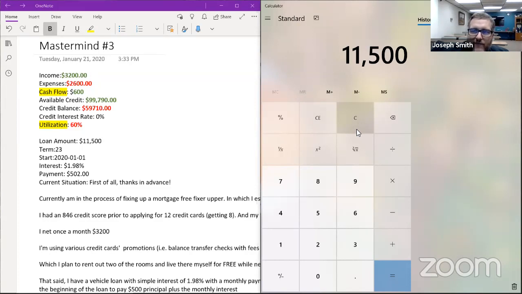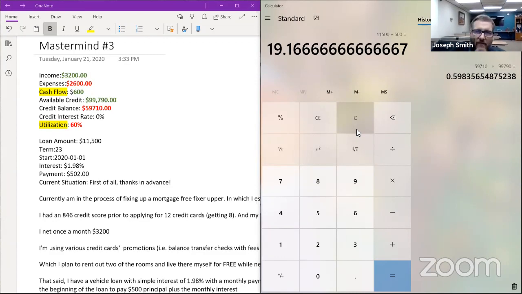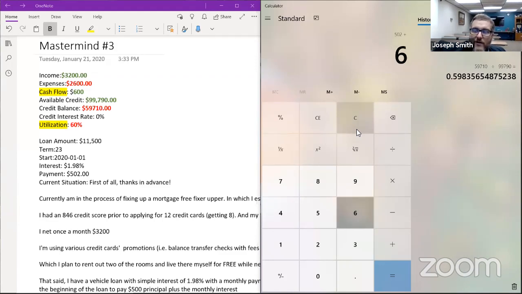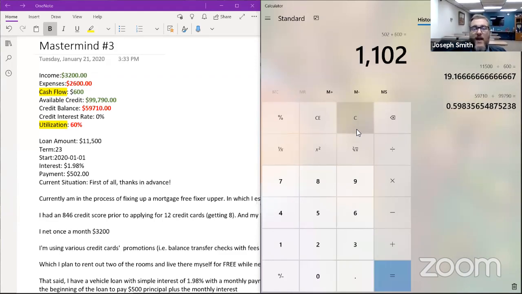I'm going to take 11,500 and divide that by my cash flow because that's what I'll apply towards that debt every month. So it's going to take me 19.166, so effectively 20 months. So almost 2 years just to pay that off. And then that would free up $502. But then, when I take my $502 and add that to my $600, now I have $1,102 of cash flow. And then I can start to pay things down much quicker.